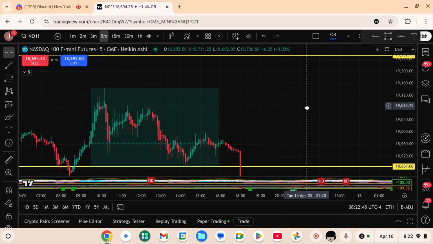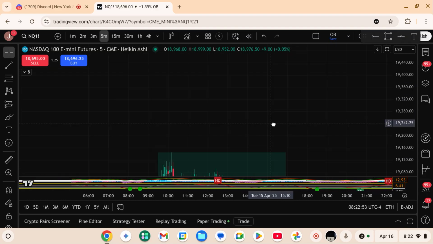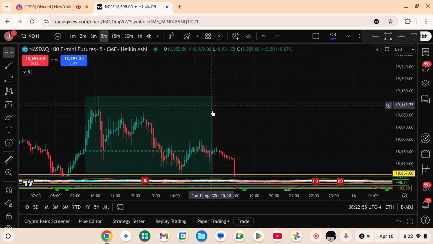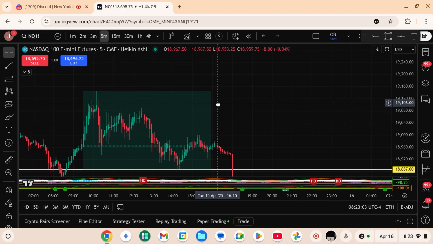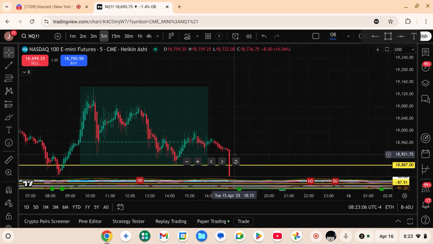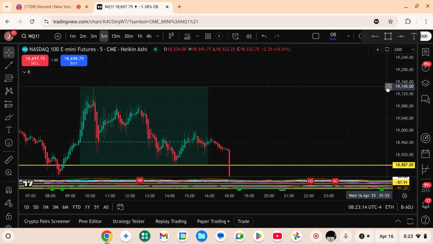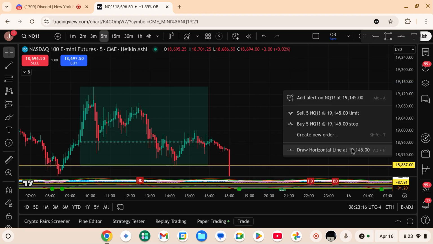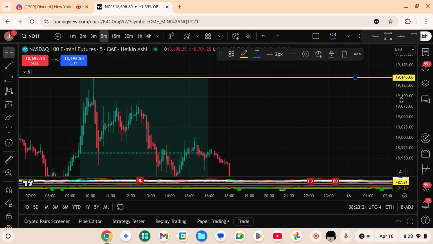I gotta get rid of these ones here. Sometimes I forget to take them off from the previous day that we traded on. So I'm gonna draw up some fresh zones. So we got the low from yesterday right here. Then we need the high from yesterday. It's right here. Let me make sure this.